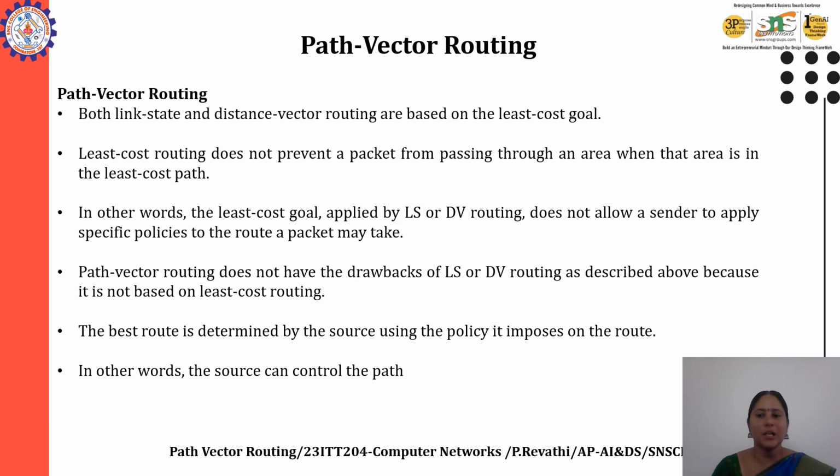Imagine you're sending money to your friend who would rather not go through a middleman, if you don't trust them, even if they charge less. Path vector routing fixes this. You can say avoid that part of the network even if it is cheaper, and the protocol will follow your rule. It gives more control to the sender.